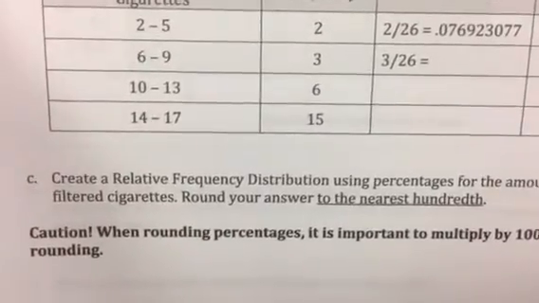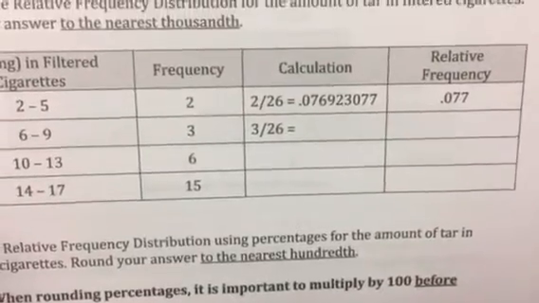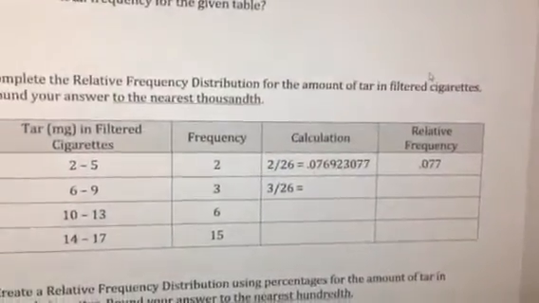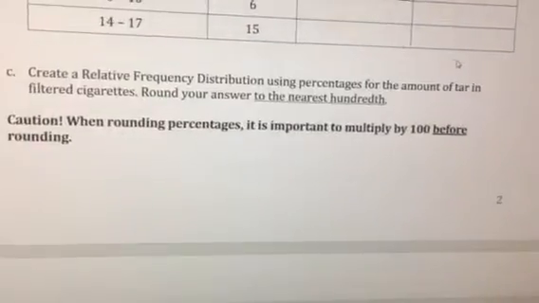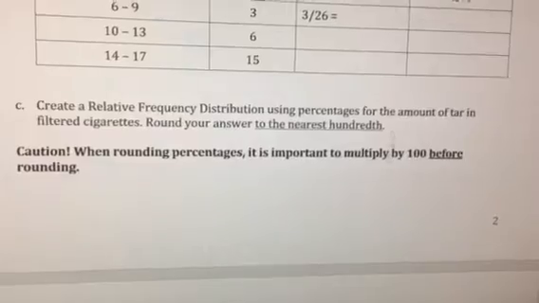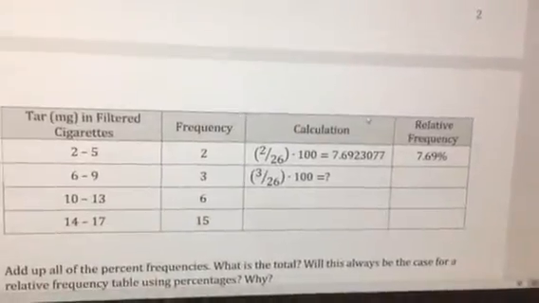Now notice what it says. Create a relative frequency distribution now using percentages for the amount of tar. What we did was use decimals first. So let me move this page up. Let's see what we're doing. So right there we did a relative frequency. Now notice it says caution. When rounding percentages, it's important to multiply by 100 before rounding. So you need to do that.